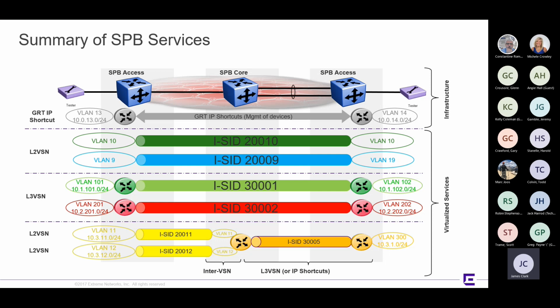But everything behind that middle switch, that BEB in the middle, that yellow one there on the left, would only see the routes from those two VLANs. And once again, the nodes behind there would just be assigned an IP address. We call that inter-VSN routing. And then these switches on the right would be part of the L3 VSN or IP shortcuts. We could do it either way.